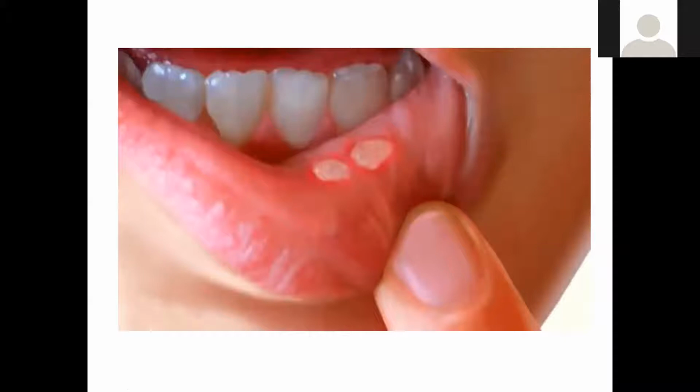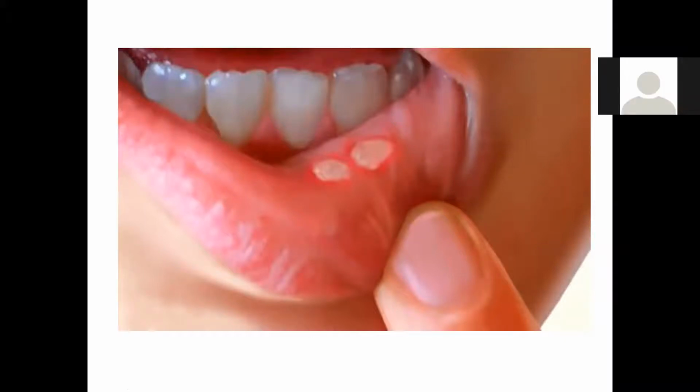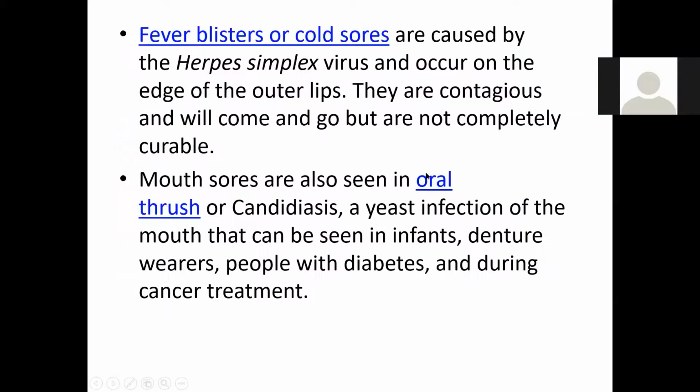You can see there are sores on the outer part of the lips. On the edge of the outer lips, they are contagious and will come and go, but are not completely curable.